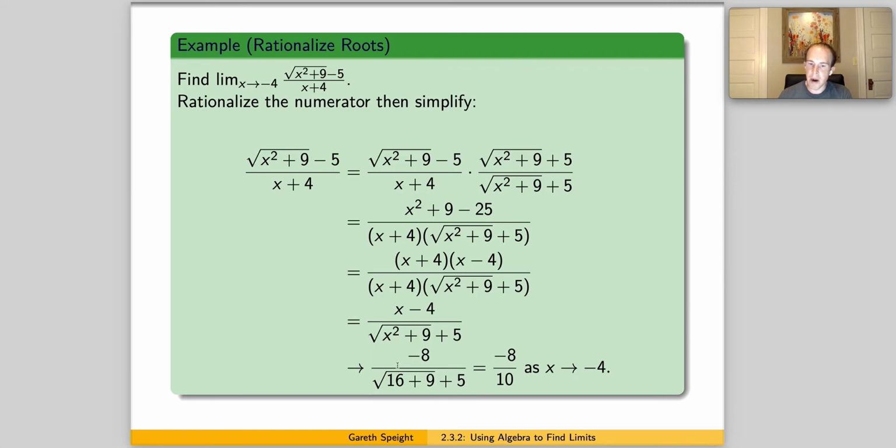x squared plus 9 tends to 16 plus 9, which is 25. So we're going to get minus 8 on the top. We're going to get the square root of 25, which is 5, plus another 5 on the bottom. Minus 8 divided by 10, or minus 4 over 5. So here the strategy was, if there are these square roots, often it could be good to rationalize them. So multiply the top and the bottom by the conjugate of the root. That means change the minus to a plus.